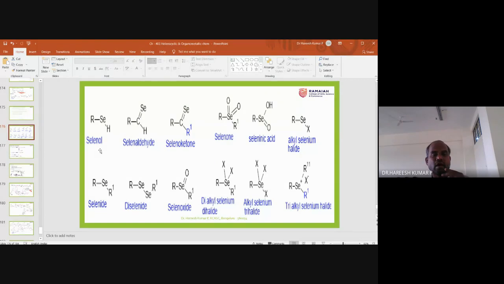SeH is called selenol. Usually organic chemists think that if there is an -OH, but in this case, there is no OH. SeH is nothing but a functional group, and the name of this functional group is selenol. Suppose RC double bond SeH, this moiety is called selenaldehyde. Suppose RC double bond Se and R', then it's called selenoketone.